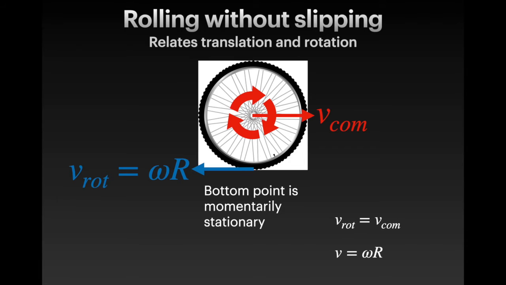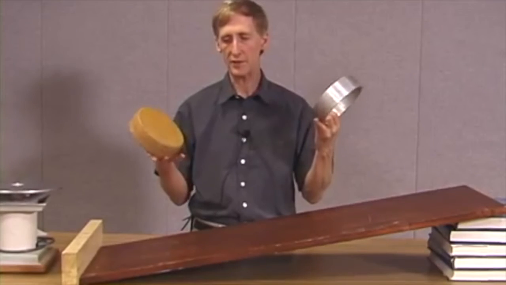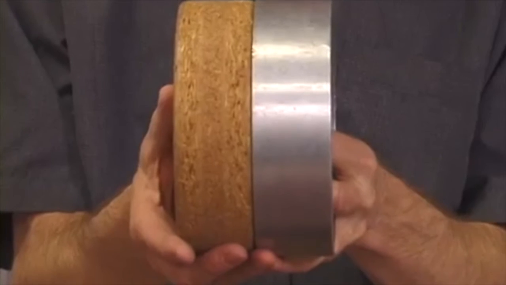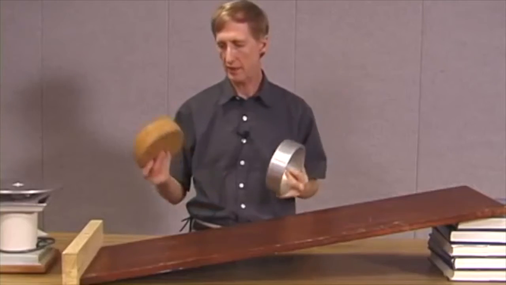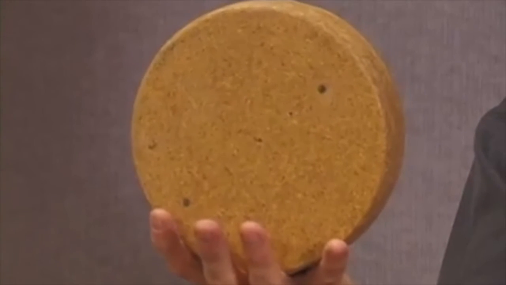Okay, so let's put this idea to the test. Here we're going to show a race between two different objects. One is a rolling hoop and one is a rolling solid disc. Here I've got two discs which have the same radii. One of them is an aluminum ring, and the other is a piece of wood.